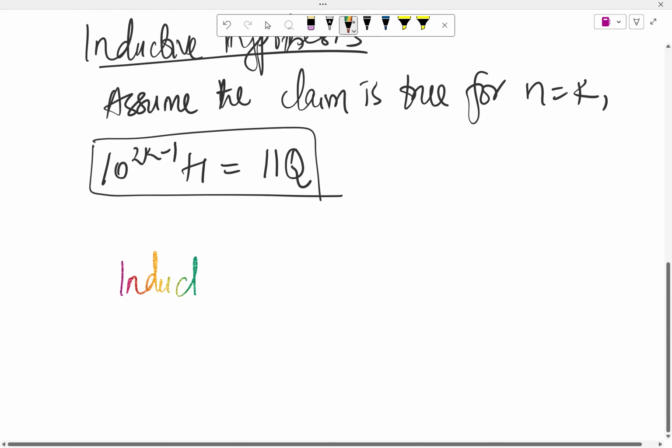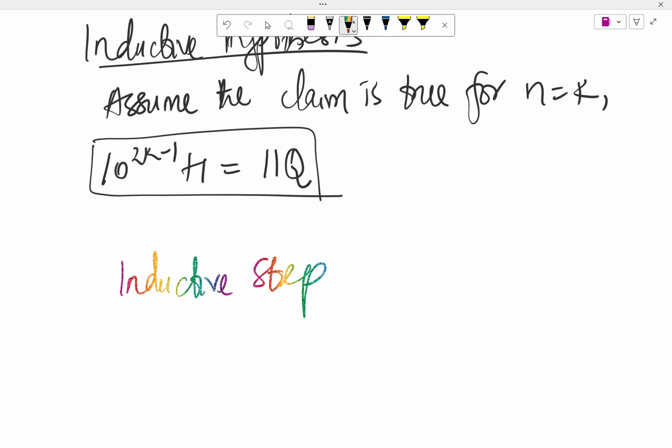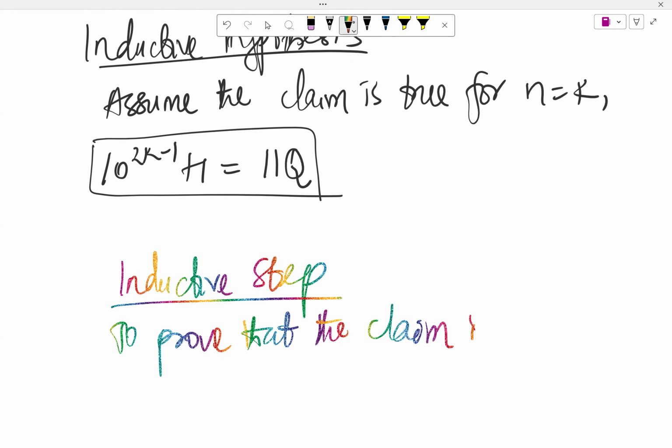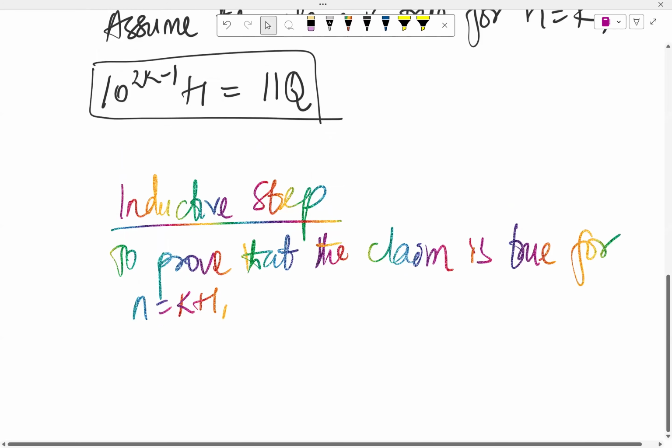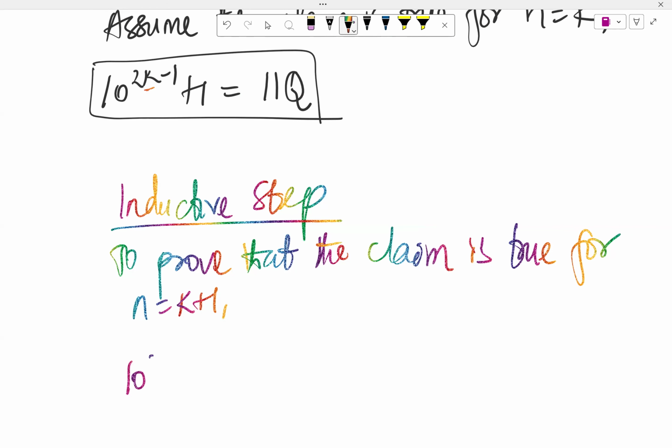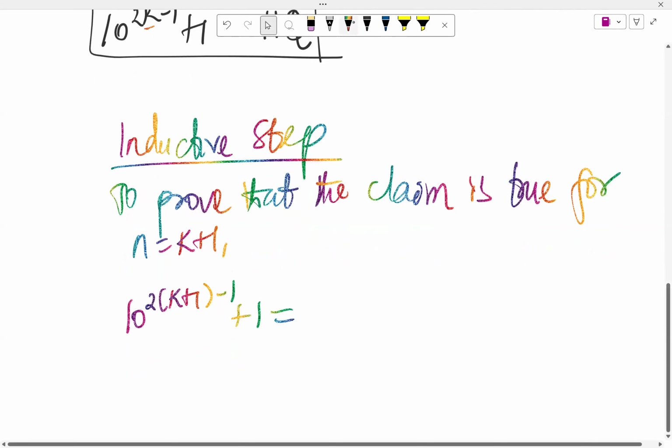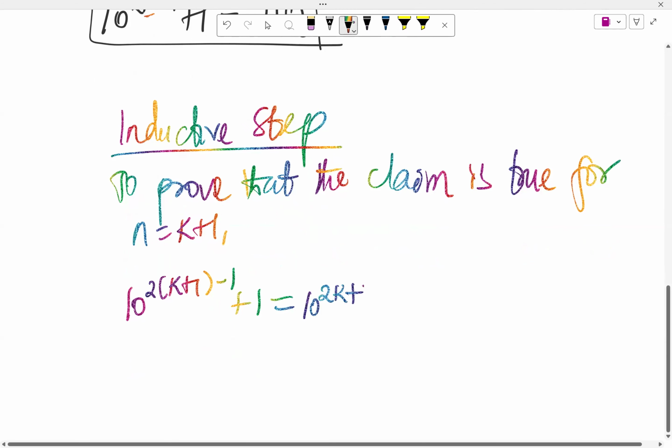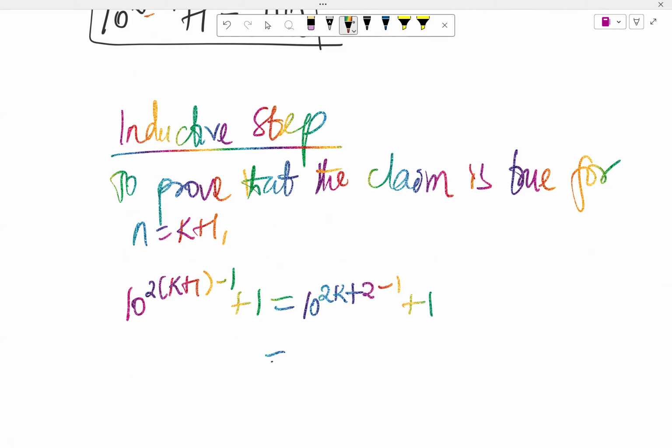So let's see how that works. At the inductive step, what do we get? We want to prove that the claim is true for n equals k plus 1. And how does that go? For where you have n here now, it should become k plus 1. So you have 10 raised to power 2 into k plus 1 minus 1, plus 1. And that is equal to 10 raised to power 2k plus 2 minus 1, plus 1.